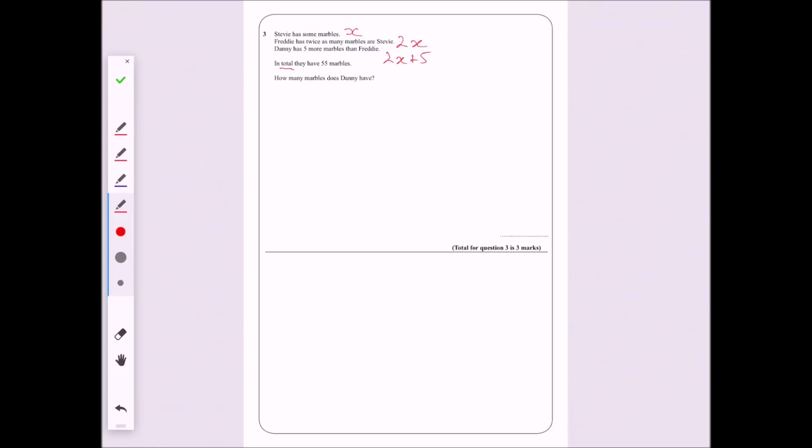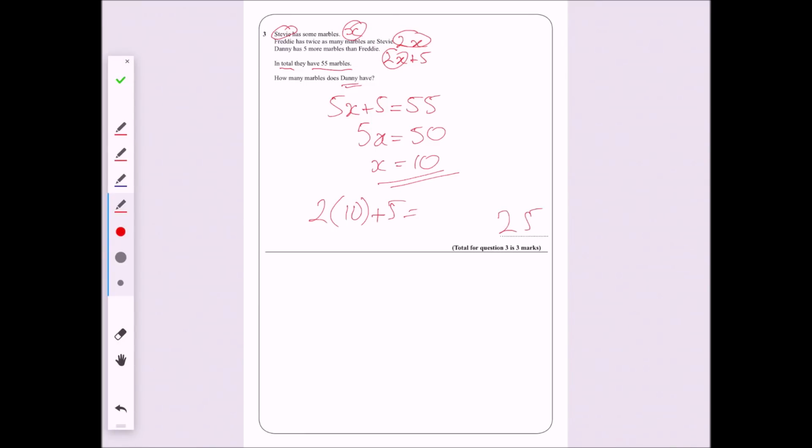In total, so total means to add up, they have 55. So if we add all these up, we've got x add 2x, it gives us 5x, plus the 5 is equal to 55 marbles. Now we've got an equation we can solve, so just take 5 from both sides, we get 5x is 50, and then divide by 5, we get x is 10. Now x being 10 tells us how many Stevie's got, because Stevie had x marbles. So to work out how many Danny had, 2x plus 5, we need to do 2 lots of 10 plus 5, which would be 25 marbles.